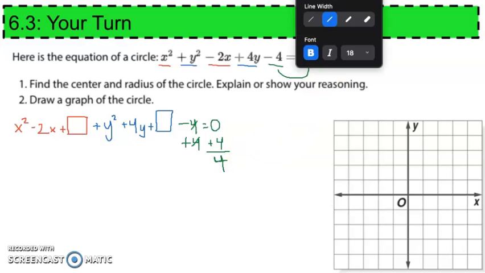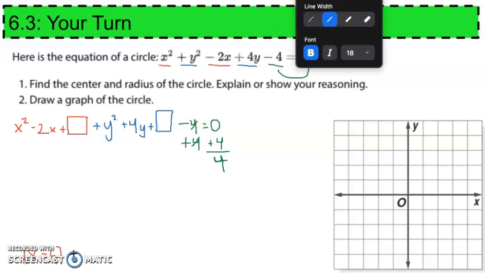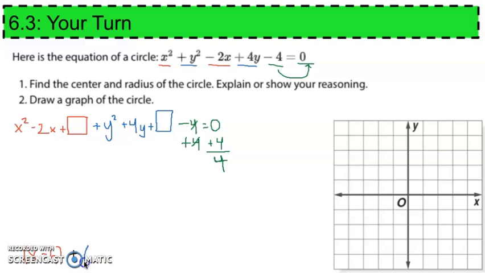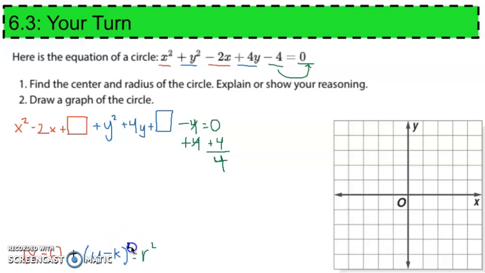Okay? So, really quick before we do anything else, let me just remind you that we have x minus h plus y minus k equals the radius squared. And so just remember that that is our standard form equation of a circle. I did forget the little squares here. Okay, so this is what we're trying to make this original equation look like.